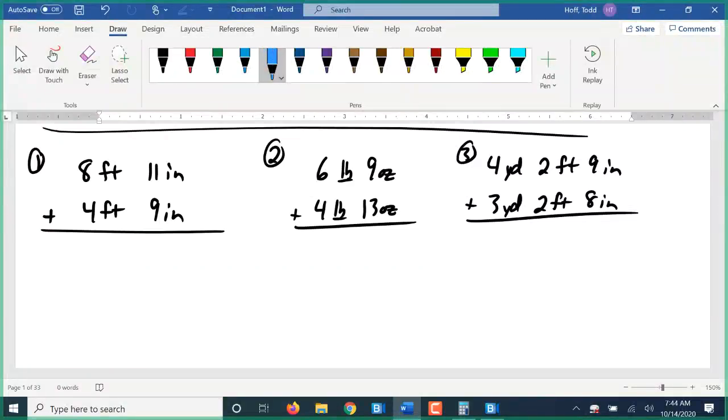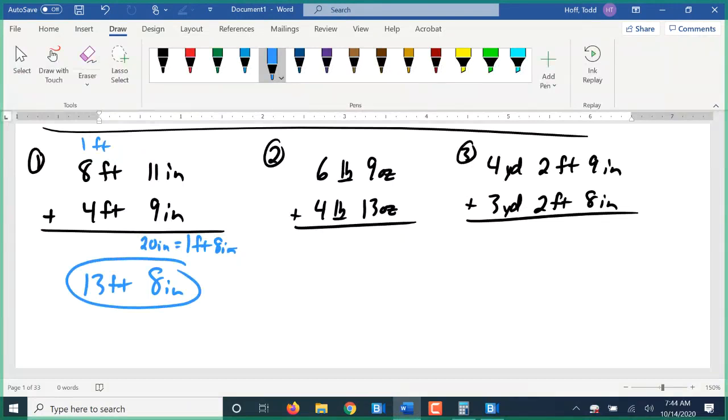So for number one, we start on the right and work our way back to the left like any addition. So 11 inches plus 9 inches is 20 inches, which of course is 1 foot with 8 inches left over. So we're going to keep the 8 inches, carry the 1 foot. 1 and 8 is 9, plus 4 is 13 feet. So it's 13 feet, 8 inches.